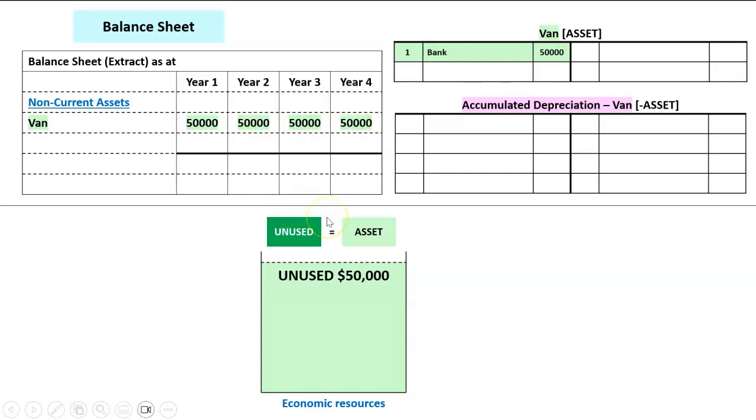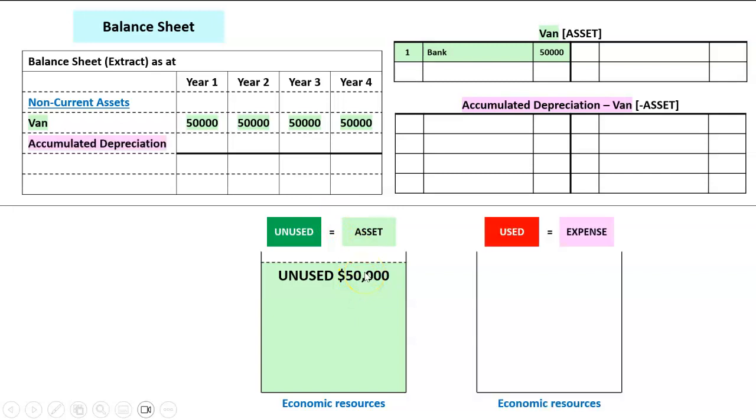Yet we're using a bit of the van every year. We're going to use some of these economic resources. So what do we do there? Well, we create another tank here of used economic resources, which is going to be an expense, and we're going to call it accumulated depreciation. And every year we're going to put the depreciation in this tank. Not take it out of this tank, we're just going to put it in this tank here. And so for example, it was $10,000 in this case, so it was a credit over here. And this was a negative asset, so it's the exact opposite of an asset like the van.